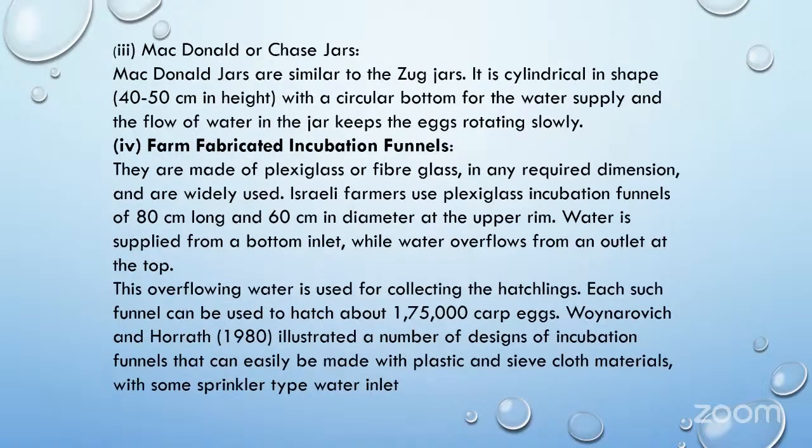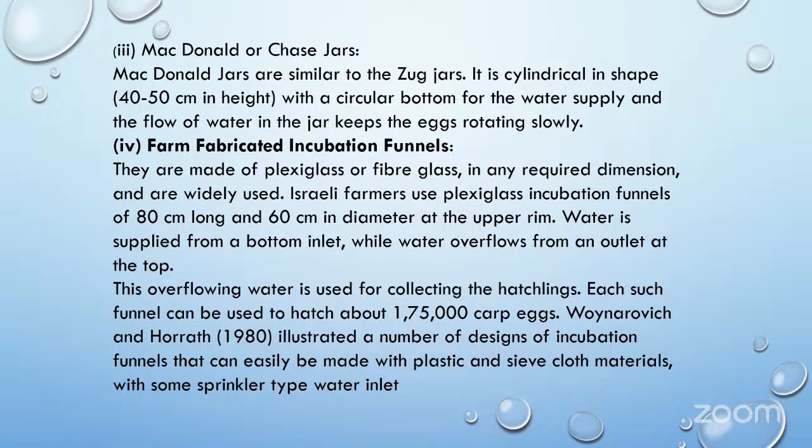Then the next one is McDonald or Chase jars. McDonald jars are similar to the jug jars. It is cylindrical in shape, that is 40 to 50 centimeters in height, with a circular bottom for the water supply, and the flow of water in the jar keeps the eggs rotating slowly.